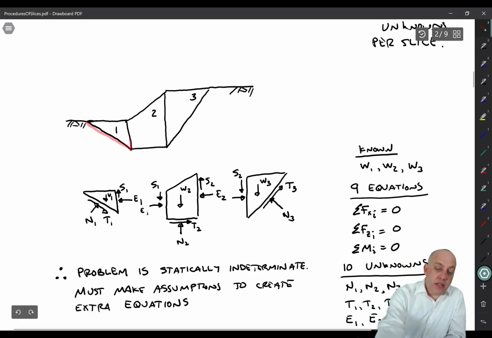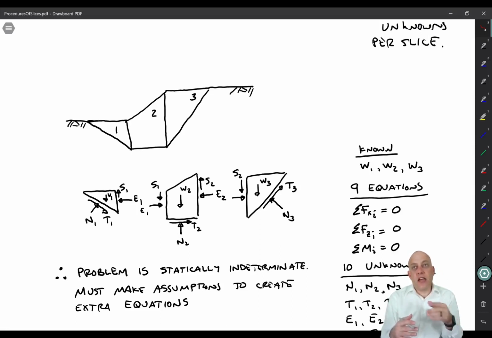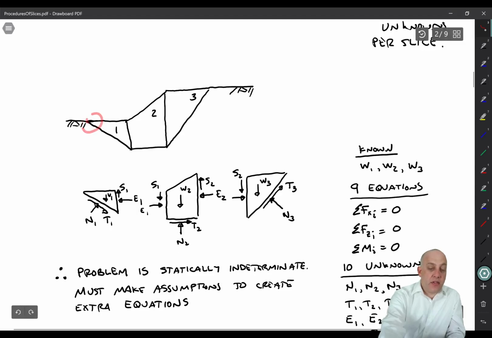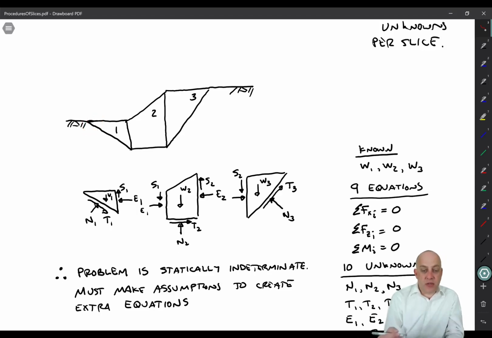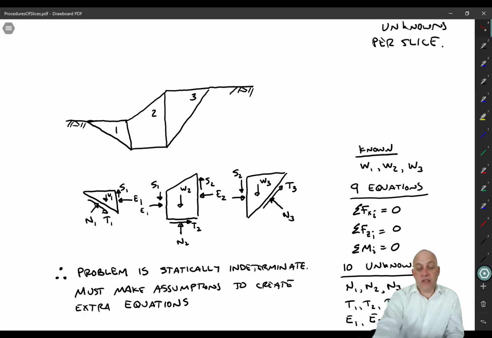So for slice number 1, we have N and T down here, and then you have the weight, and then there's no E on the left side because there's no vertical slice boundary on the left side. On the very left side of the problem, the failure surface has to daylight, and therefore you don't have a vertical boundary there that's going to have a force acting on it. So E1 and S1 are right here just on the right side. Then, of course, those are equal and opposite, so they act on the left side of slice 2, and you would have E2 and S2 acting on the right side, and obviously you have W2, N2, and T2.